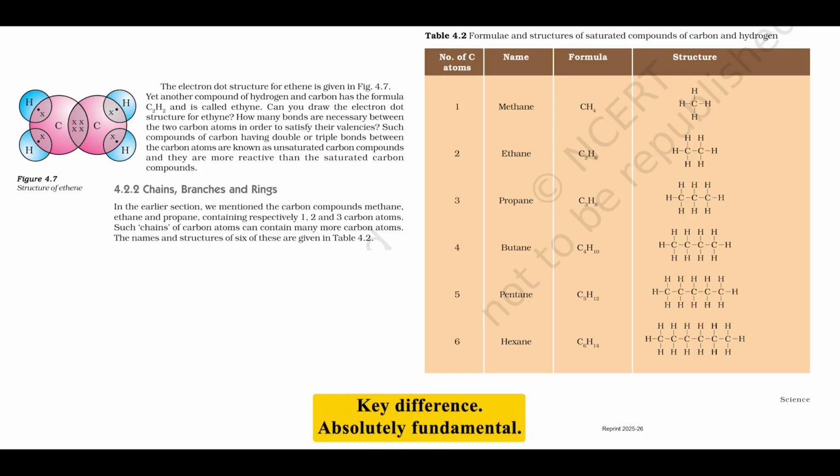Key difference. Absolutely fundamental. Now let's talk structures. We've seen simple chains. Methane, ethane, propane, 3 carbons, butane, 4 carbons, pentane, 5, hexane, 6. These are often called straight chains, though they're actually zigzagging in 3D. Okay, but chains aren't always straight, right? They can branch. Yes. And this leads to a really important concept, structural isomers.